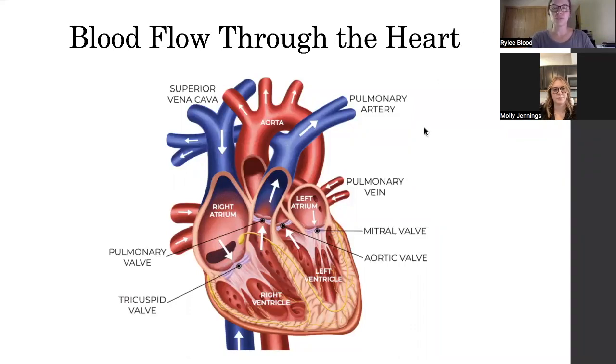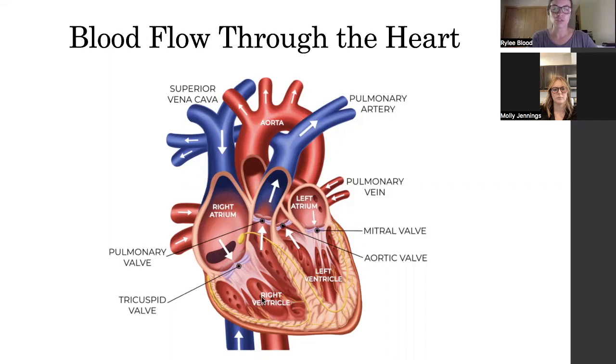The blood flows through the heart in a very specific and distinct pattern, and when that doesn't happen, something throughout the body may be affected by it. So blood flows through the heart. The superior vena cava and the inferior vena cava are the veins that return the blood from the rest of the body. They go into the right atrium here, and then through the tricuspid valve here into the ventricle.